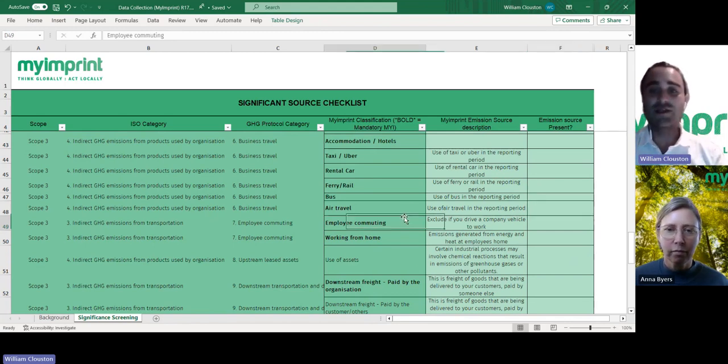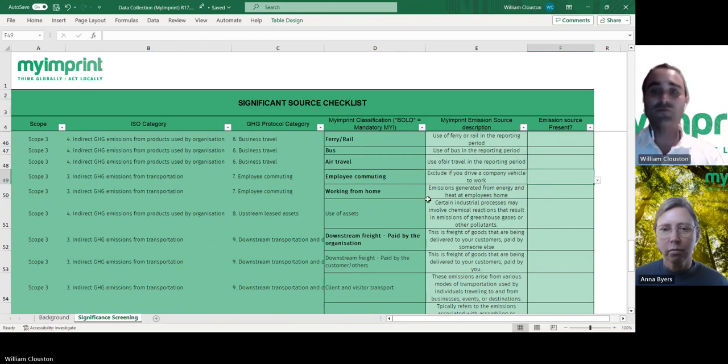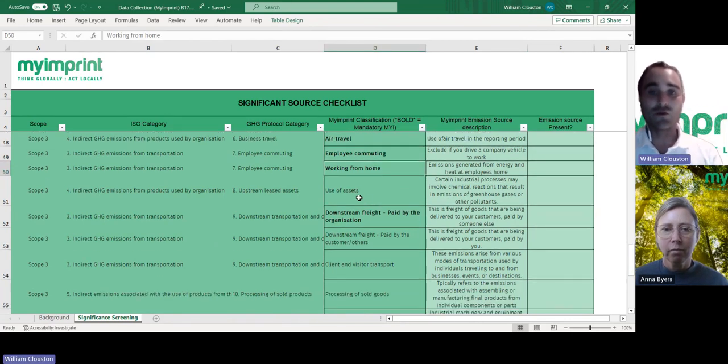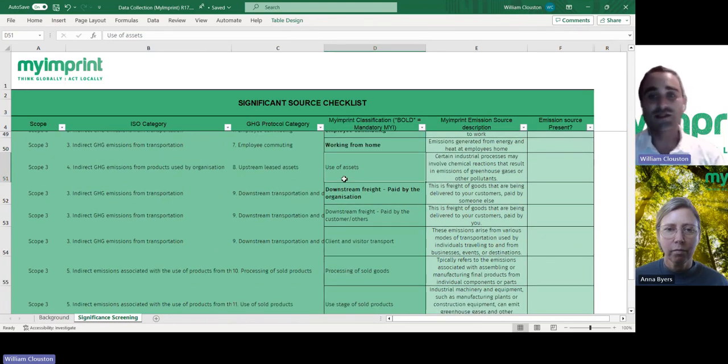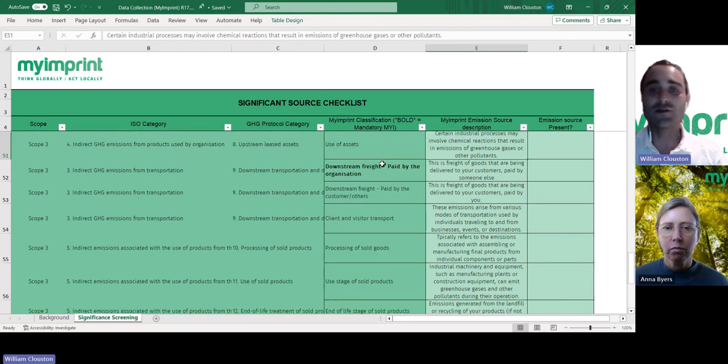Employee commuting, this is how your employees get to work. If you have a physical location, you will likely have employee commuting. Working from home is if you have people working remotely. Use of assets. So this one you may have, it's for some industrial processes, may involve chemical reactions. So typically in the manufacturing industry.